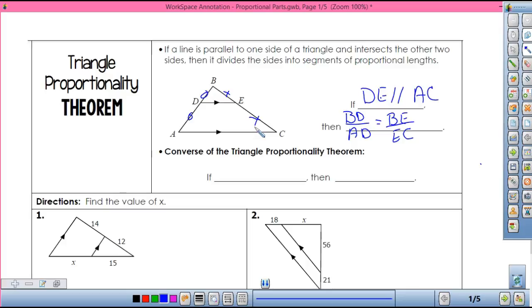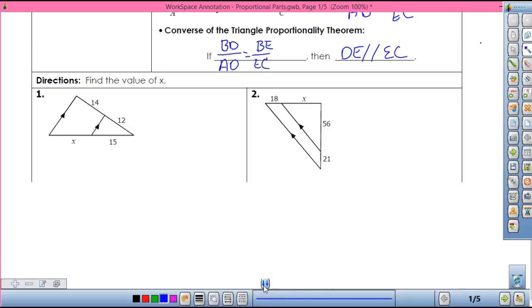Okay. It also works with the converse if we flip it. If they're proportional, so if BD over AD equals BE over EC, okay, then we know that DE has to be parallel to AC. So if they're parallel, my sides are proportional. If my sides are proportional, then my lines are parallel. Does that make sense?